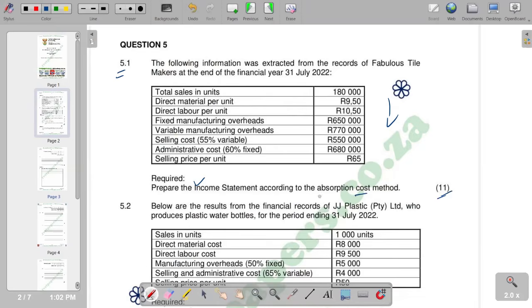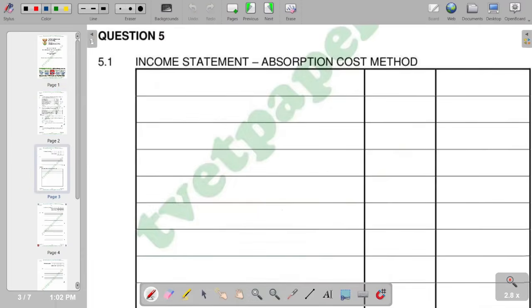Remember, the absorption cost method takes into account all the costs, that is, the variable cost and the fixed cost, which is different from the marginal cost method, whereby marginal only takes into account the variable cost. We have to take note of that. In terms of our answer section, this is what we have. We are supposed to start with the figure for sales. For absorption costing, we are going to say sales minus total cost. We're going to include the variable and the fixed.